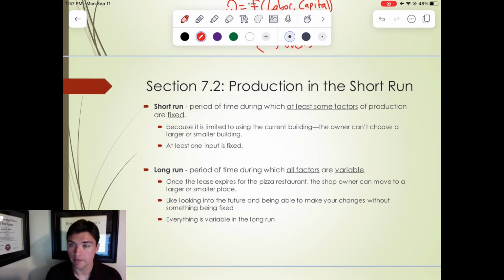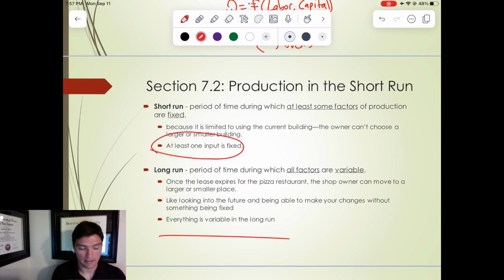Okay? Very, very important. What's the biggest difference there between the short run and the long run? The long run, you have no fixed inputs. Everything is variable. Short run, at least one is fixed. That's the big difference.